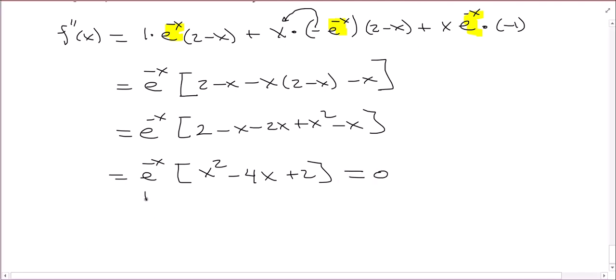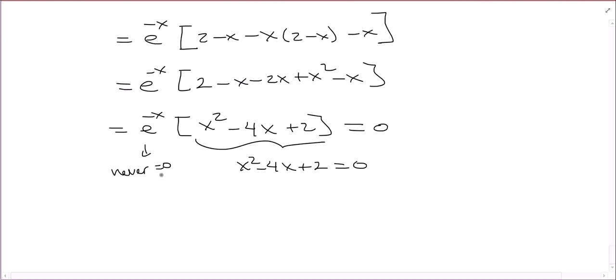And now we can set this equal to 0 and solve for x. Well, e to the minus x is never 0, so we don't have to worry about that. So just set this equal to 0. So x squared minus 4x plus 2 equals 0. Does this factor? Can we find 2 numbers that multiply to 2 and add up to -4? No, but just because it doesn't factor, it doesn't mean it doesn't have a solution. We can use the quadratic formula. So a is 1, b is -4, and c is +2.